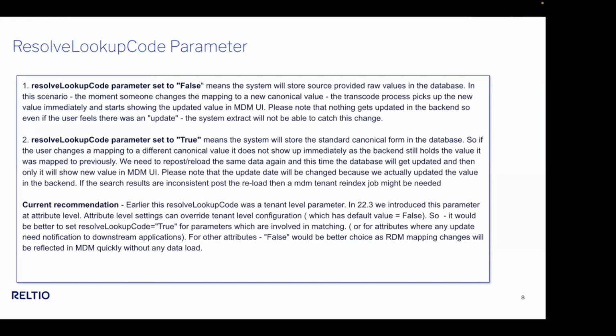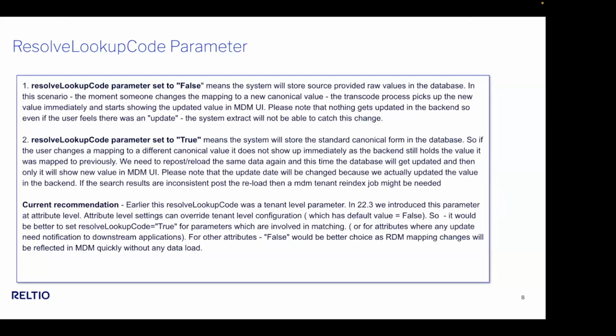So the recommendation here for us, and the reason for which we made it attribute level, is if you are using something for a match or for a cleanse, like let's say state or country, which is very often used in matching and very often used as a cleanse input, in those cases keep the resolve lookup code parameter as true. Everywhere else where you don't have those obligations, you can keep it false.